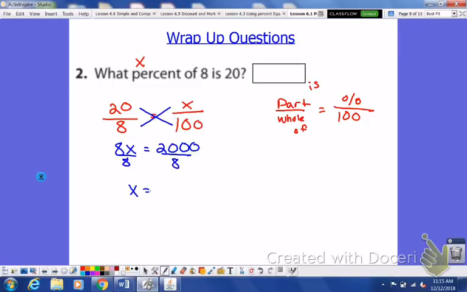Divide by the number with the variable, and x equals 250%, which makes sense because our numerator again was larger than our denominator. Let's double check. Yes, we are correct, 250%. So don't be thrown off if your part is larger than your whole.